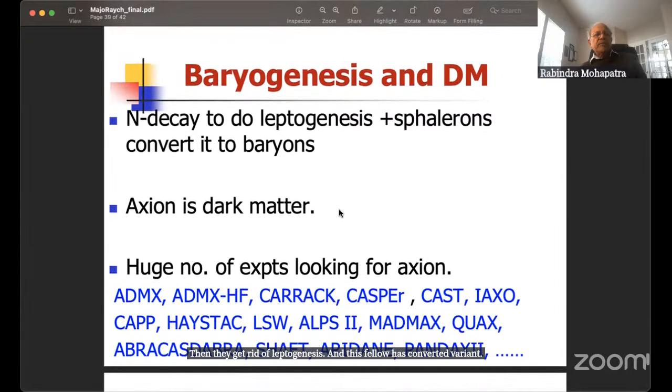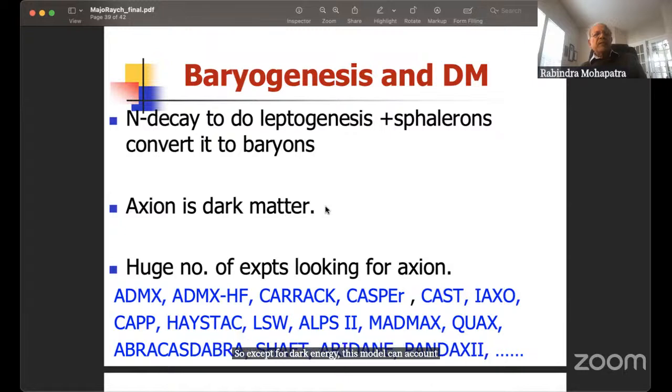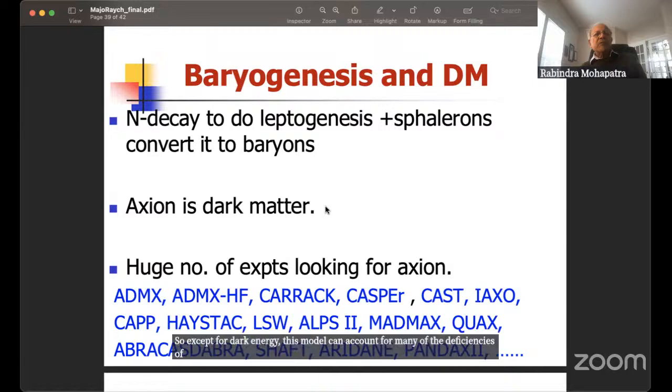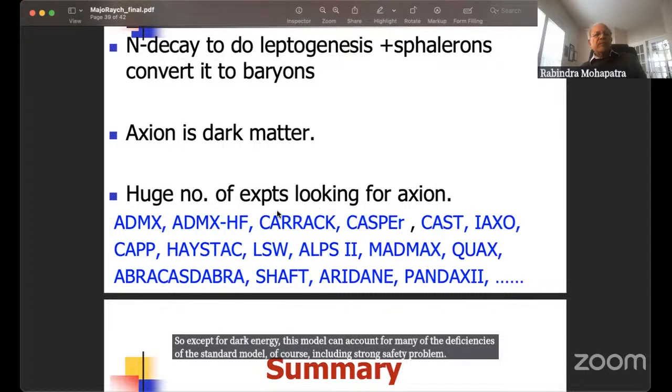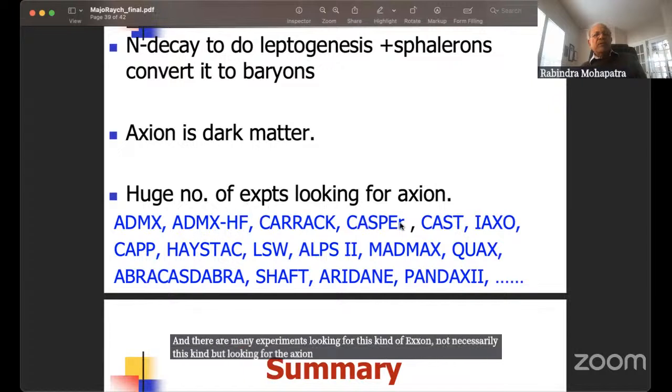The axion, of course, is dark matter. And you can also do inflation in this model, by the way, by taking one of these S or T fields and doing non-minimal coupling to gravity. So except for dark energy, this model can account for many of the deficiencies of the standard model, including the strong CP problem. Okay. Now, there are many experiments looking for this kind of axion, not necessarily this kind, but looking for the axion. So once the results of these experiments show something, that will have implications for this model.